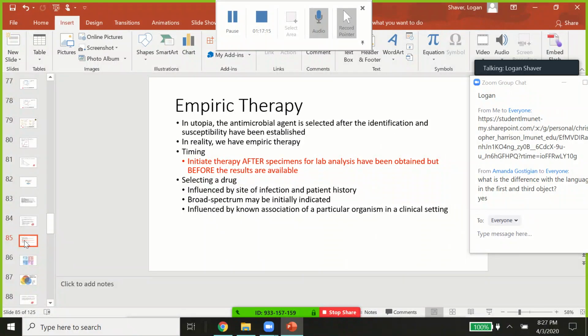The reason that you would do it after the specimens have been obtained is because you don't want to take the chance and kill whatever you're trying to determine is wrong, right? That's why you would do it after the specimens have been collected, but before the results are available, because you don't want to take the chance that, say, it's something very lethal, right? You want to give them something broad spectrum so that it covers it just in case. That's typically what you're going to give for empiric therapy. It's going to be a lot more broad spectrum until you determine what it is, and then you're going to narrow the spectrum down.